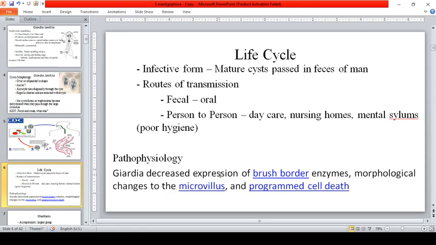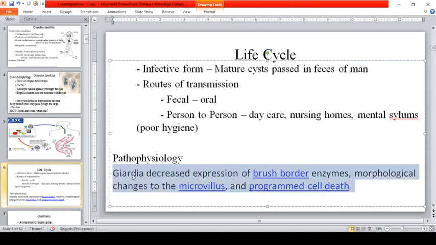The pathophysiology of the Giardia. It decreases the expression of brush border enzymes. Nagkakaroon ng morphological changes sa microvilli. And nagkakaroon ng programmed cell death of the small intestinal epithelial cell, wherein it results to malabsorption syndrome. Okay? Magkakaroon ng malabsorption syndrome.